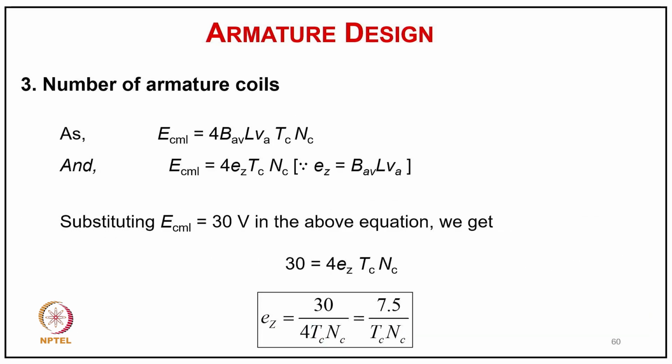Now coming again to the number of armature coils, E_C equal to 4 B average L V A T_C N_C, so E_C becomes 4 E_Z T_C N_C. Substituting E_C N equal to 30 in this equation, E_Z comes to 30 upon T_C into N_C, or 7.5 divided by T_C N_C.